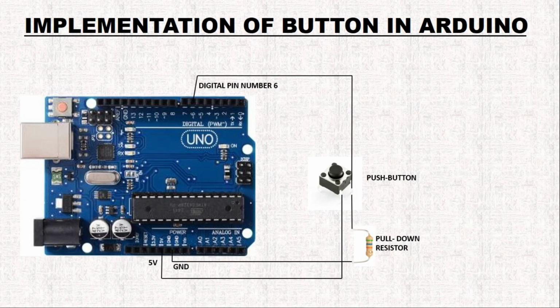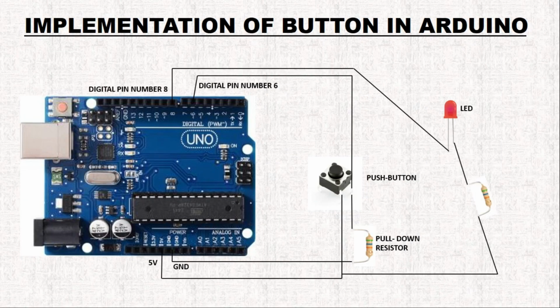Coming back to our circuit again, we have one LED that is connected to digital pin number 8 and its other leg is connected to ground via a resistor to basically prevent it from burning. So that is all for our circuit. Now we will assemble the same circuit on our Arduino Uno.